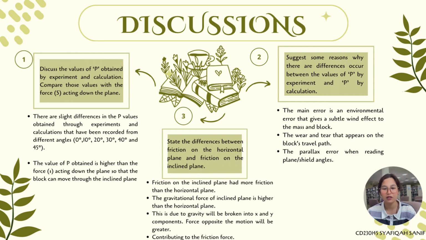Okay, next, the difference between the experimental and calculated P value occurs due to various reasons. First is environmental error that gives a subtle wind effect to the mass and block. High wind speed causes the load P to move down at a less precise time. Next is the wear and tear that appears on the block travel path. Therefore, to make the surface of the travel path smoother and in the best condition to be used for this experiment, the friction coefficient values are different.